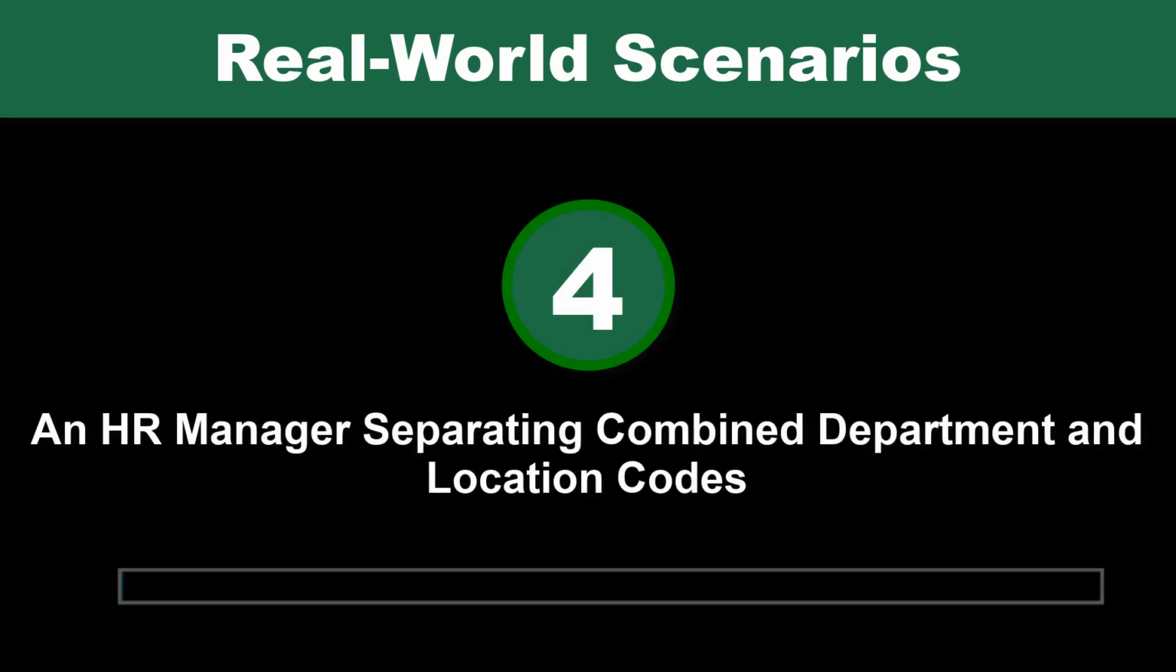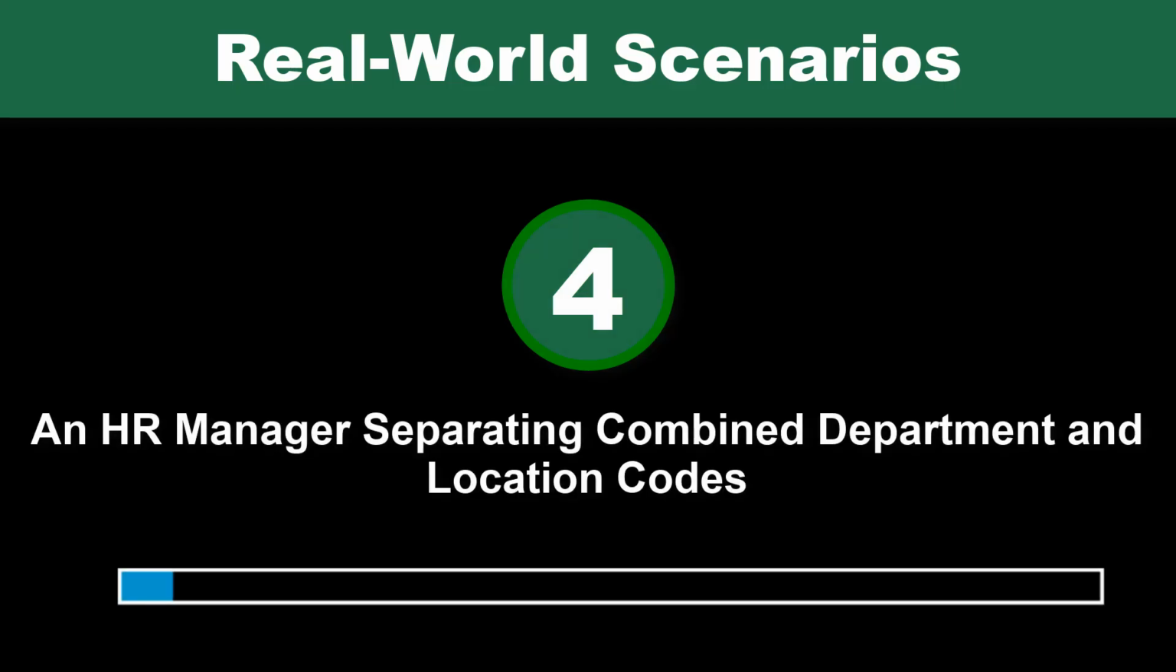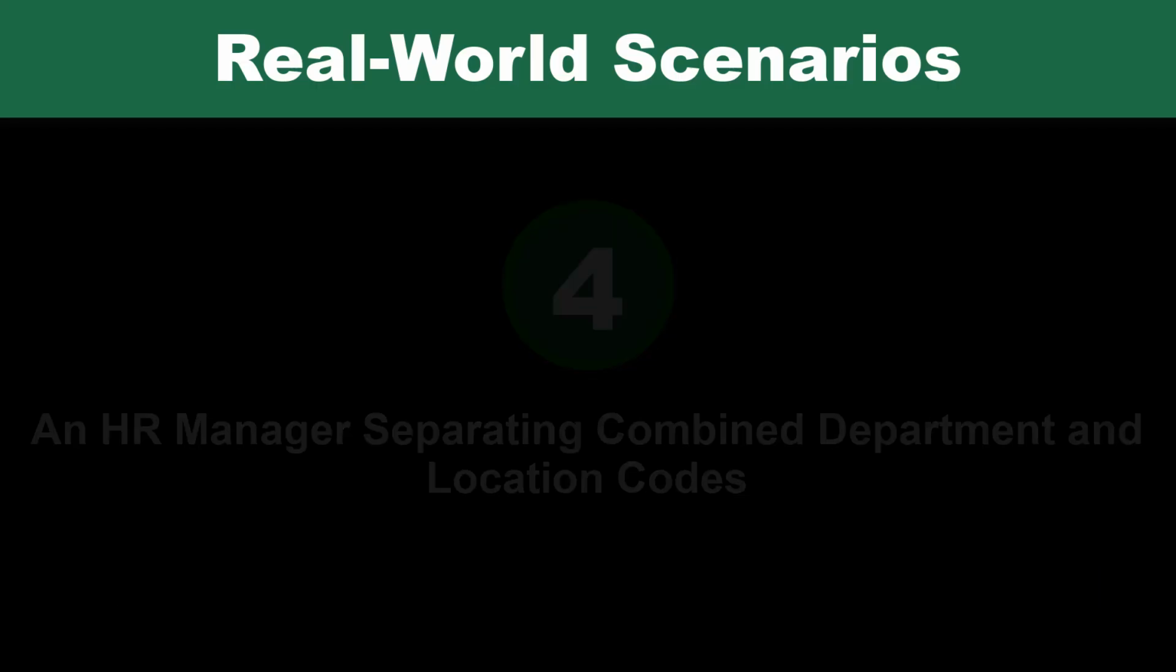An HR manager separating combined department and location codes. An HR manager had a staff code column formatted as HR London, FIAN Paris, OPS Berlin, department and location combined with a hyphen. She needed them in separate columns for headcount reporting by department and by region. But there was no formula she felt confident writing across 400 rows. Text to Columns with Other set to the hyphen character split every code cleanly into department and location columns. The pivot reports were built from the clean data the same afternoon.